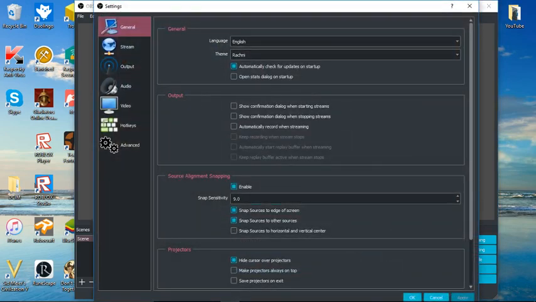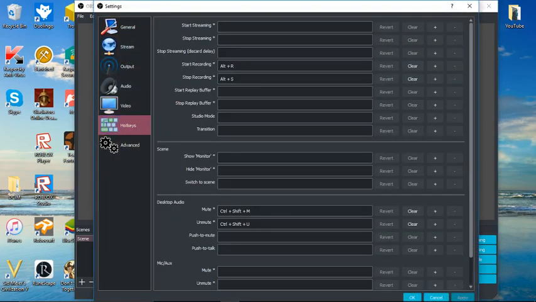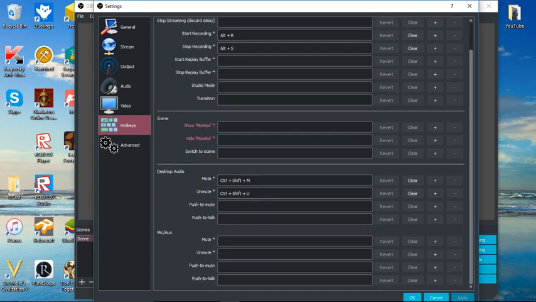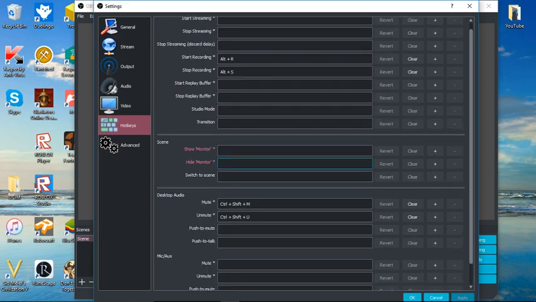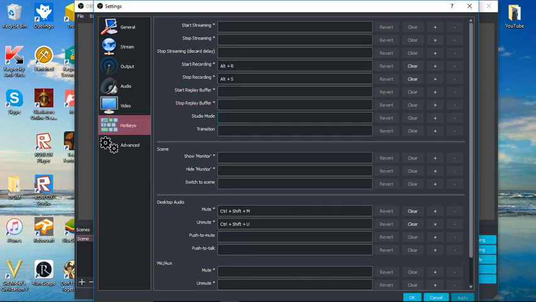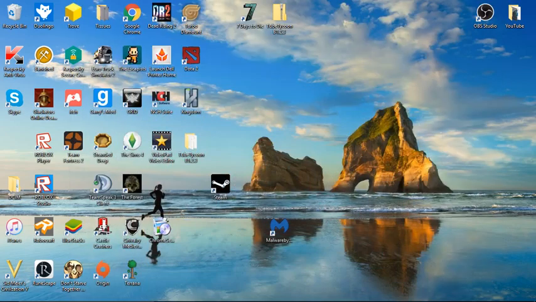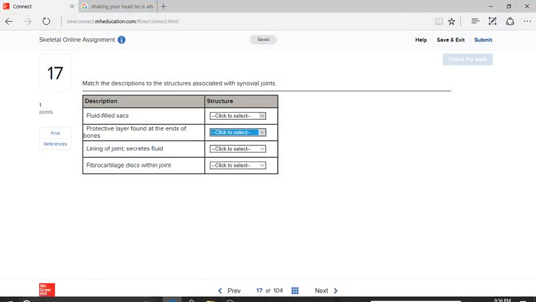You know, we're just going to be looking at some hotkeys. Pause. Well, it looks like we can't pause. So, alright. Let's go back to what we were learning.